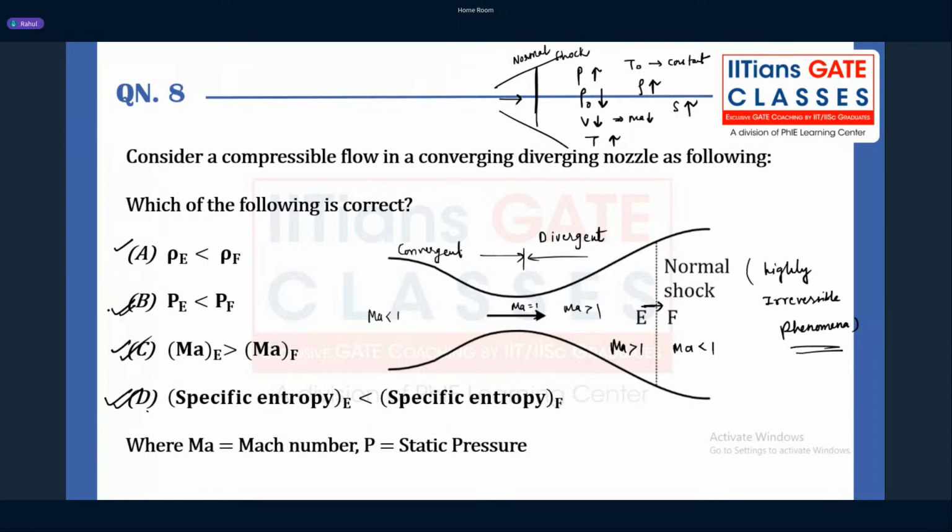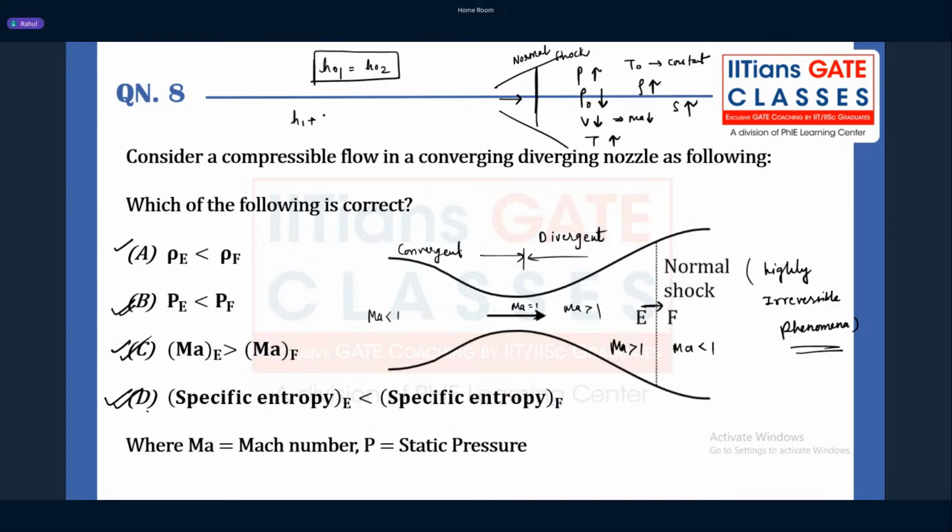Why will the temperature increase? Static temperature will increase because the kinetic energy will be getting converted into enthalpy. Why will kinetic energy decrease? Because there is a large drop in the fluid velocity. Mach number will suddenly reduce to less than 1. Subsonic means velocity will decrease, kinetic energy will decrease. And according to the first law of thermodynamics, energy cannot be created or destroyed. It has to go somewhere, right? And that will go to the enthalpy, and that will raise the temperature. But total enthalpy, stagnation enthalpy, will remain the same.